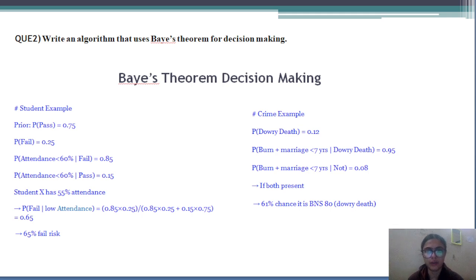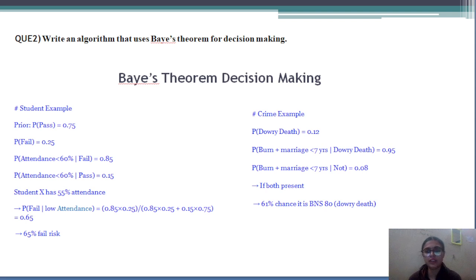So what is Bayes' theorem? Bayes' theorem is a probability formula which helps us to update our decision when new evidence is given. In simple words, it tells us the probability of an event based on some condition or evidence, and the formula for Bayes' theorem is P(A|B) = P(B|A) × P(A) / P(B), where P(A) is the prior probability, P(B|A) is the conditional probability, and P(A|B) is the final updated probability.